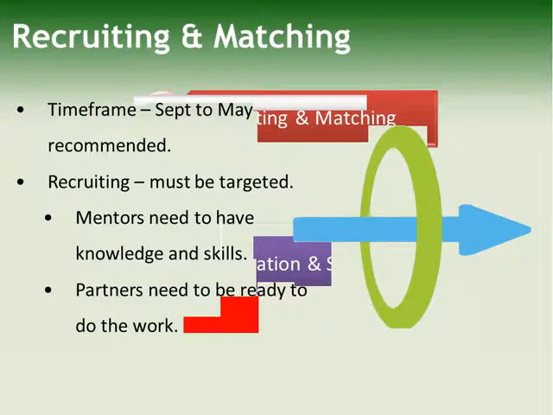The first step to establish a mentoring program is recruiting and matching your mentors and your partners. Recruit well in advance to operate your mentorship program. The time frame is September to May, highly recommended. This time frame helps avoid delays in building the relationship and doing work over the summer holiday period.